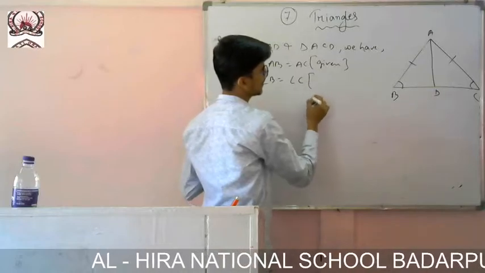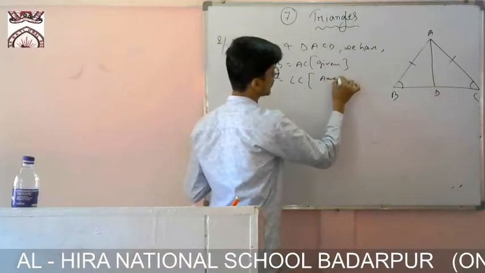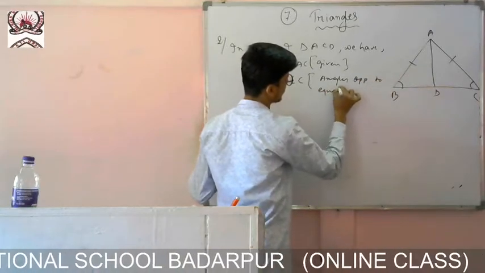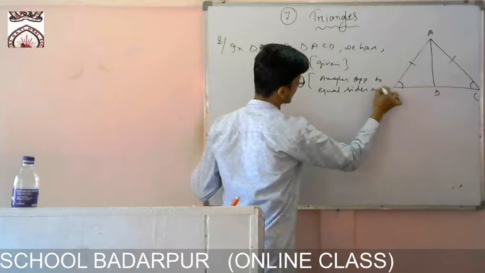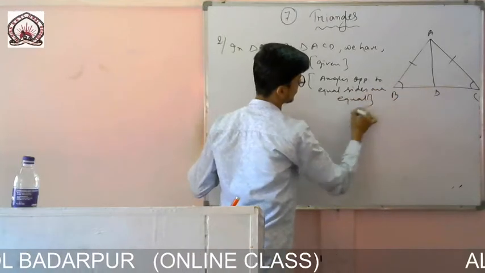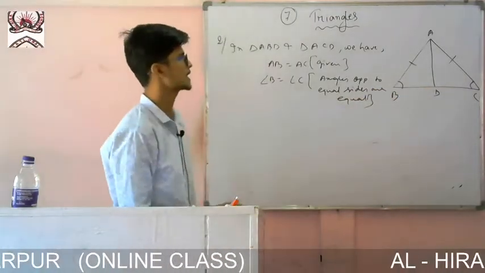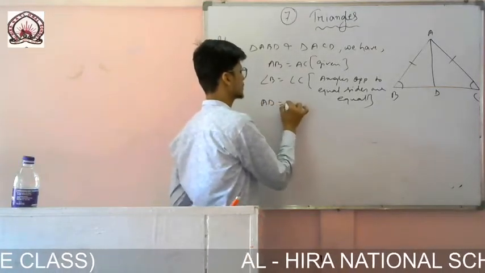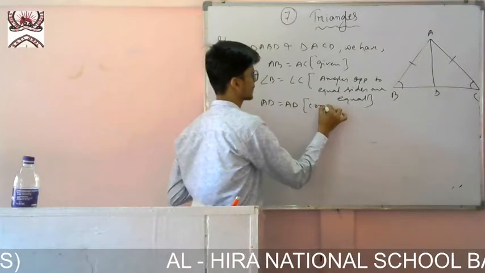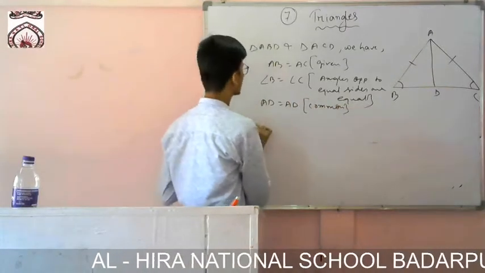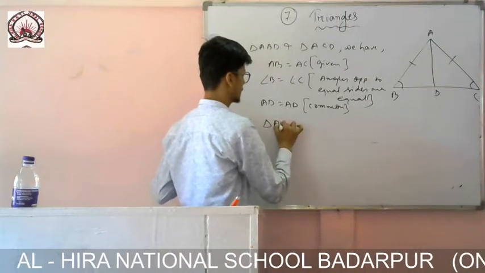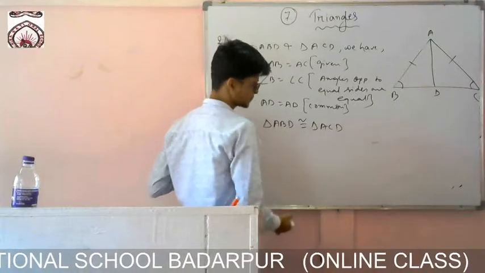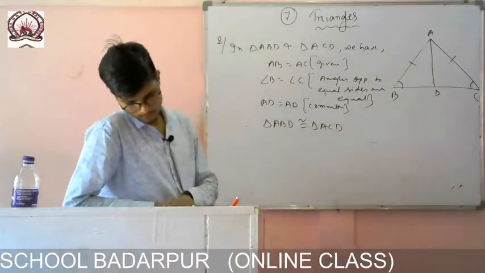There you write, angles opposite to equal sides are equal. So B is equal to C and AD is the common side. So AD equals AD, common. So therefore I can write triangle ABD is congruent to triangle ACD.